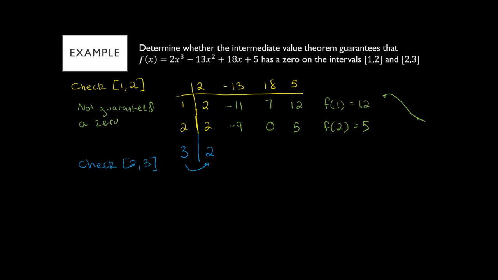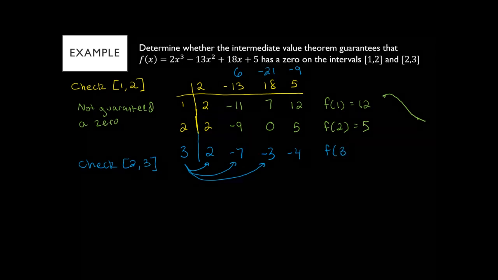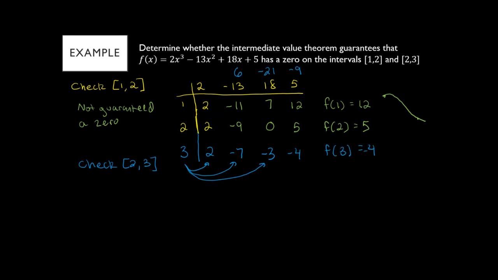So 3 times 2 is 6. 6 minus 13 is -7. 3 times -7 is -21. -21 plus 18 is -3. 3 times -3 is -9. And then -9 plus 5 is -4. So now we know that f of 3 is equal to -4.